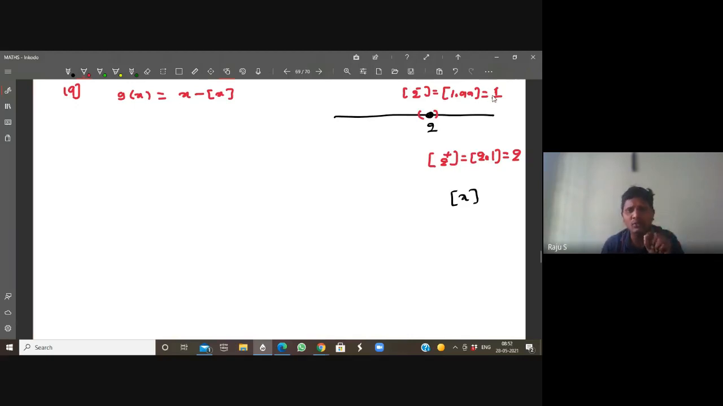So not only 2, you can take any integer. It may be 3, 4 up to plus infinity, 0, minus 1, minus 2 up to minus infinity. You can take any integer. At that integer, the greatest integer function is not continuous. Whenever it is not continuous, x minus the greatest integer of x is also not continuous. No doubt. But how to write it mathematically? So in the solution, you have to write the condition.